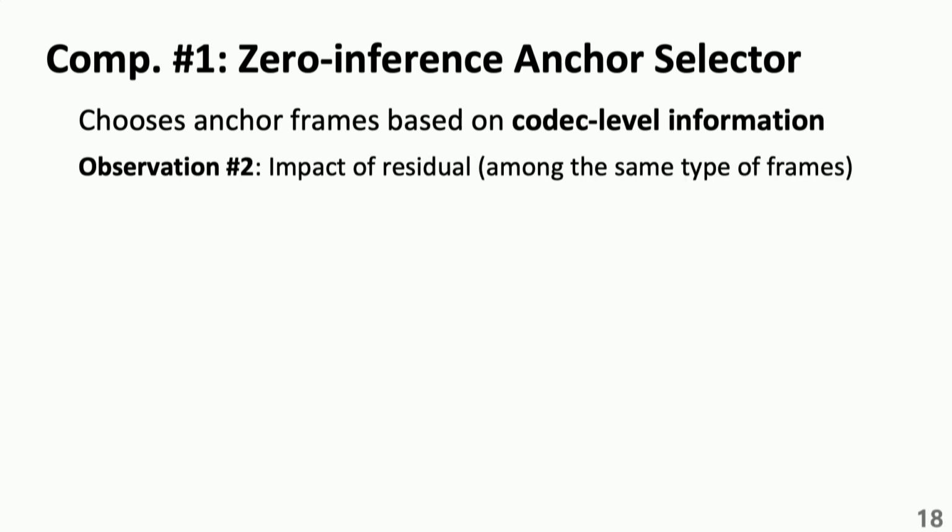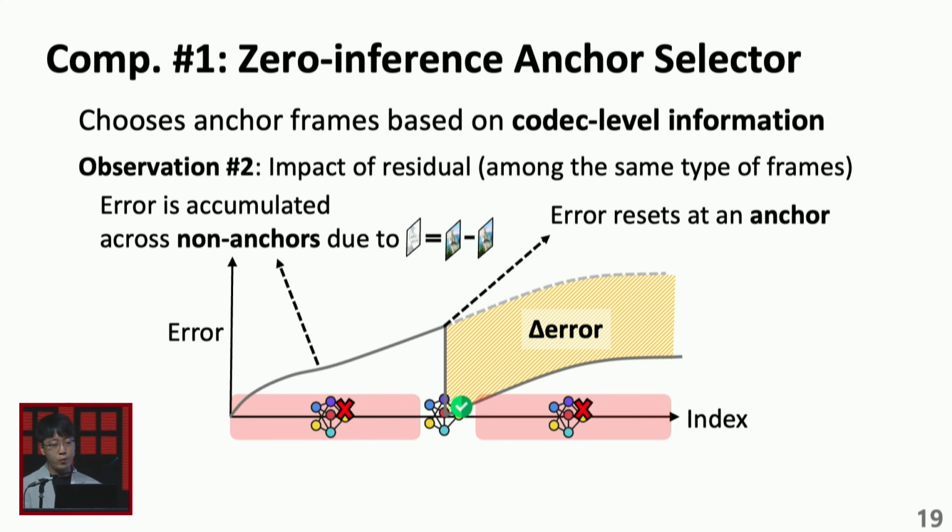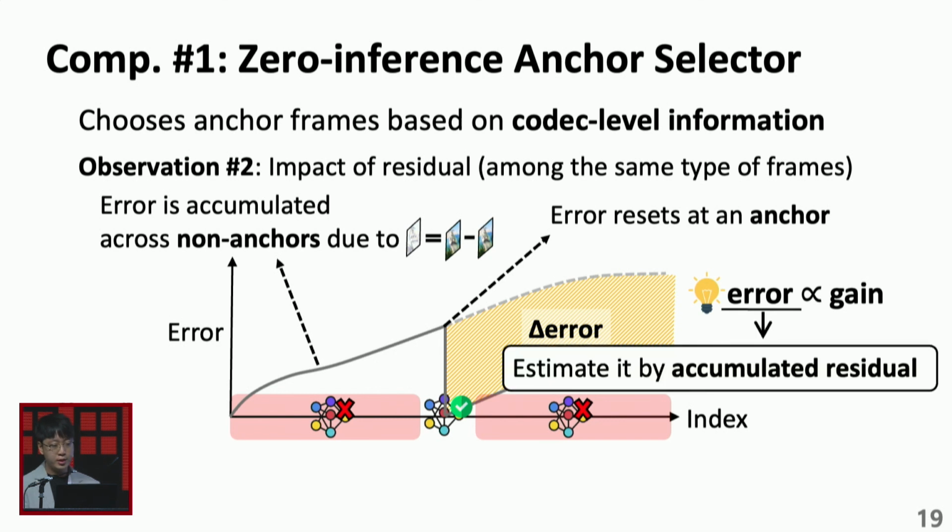Next, among the same type of frames, the benefit as an anchor frame is largely affected by residual, which is the temporal difference between frames. In selective inference, an error is inevitably accumulated across non-anchor frames because reusing super resolved results is not perfectly accurate due to residual. The error resets at an anchor frame where a super resolution DNN is applied, so this anchor frame reduces the total error by the yellow colored area. This indicates that an anchor frame delivers a larger quality gain if it clears a larger error. In addition, this error can be approximated by accumulated residual, whose details are described in the paper.